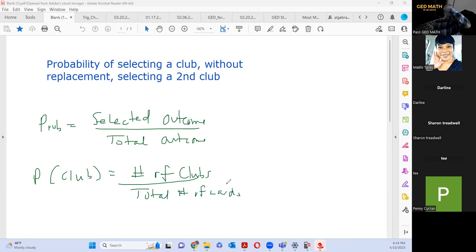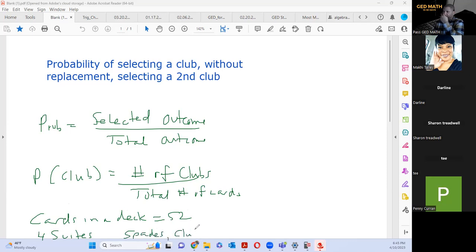So let me ask you a question. How many cards are in a deck? There are 52 cards in a deck. How many suits are in the deck? You've got spades, clubs, diamonds, and hearts. So 4. If I know there are 4 suits in each deck of cards, how many cards are in each suit?